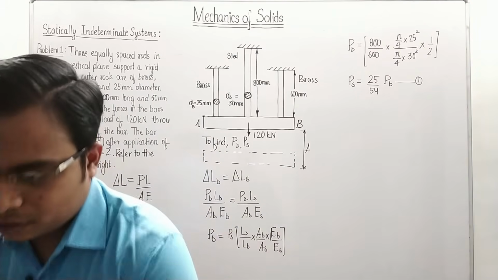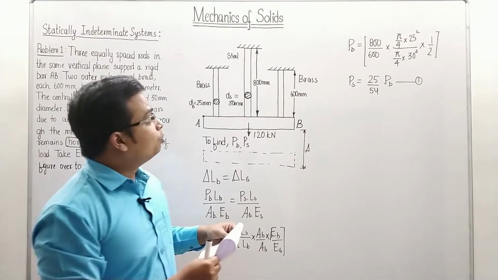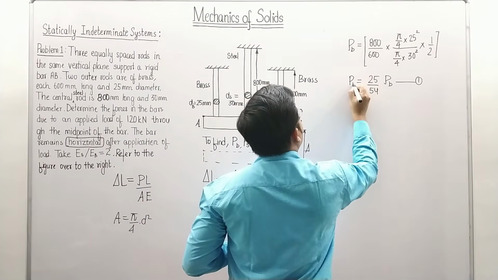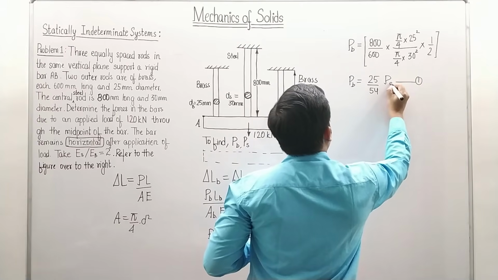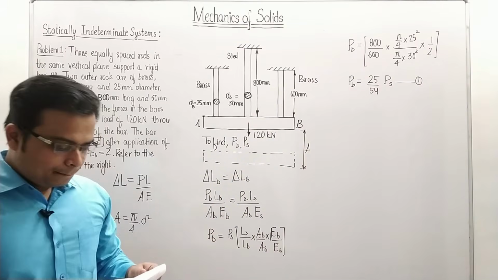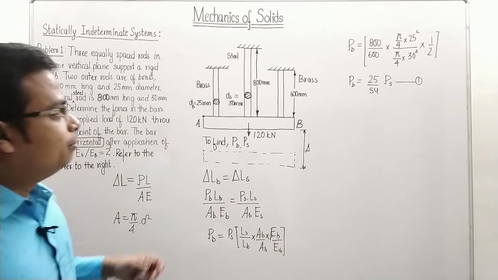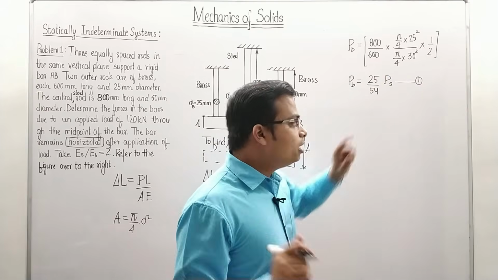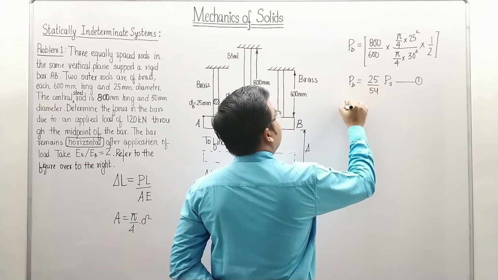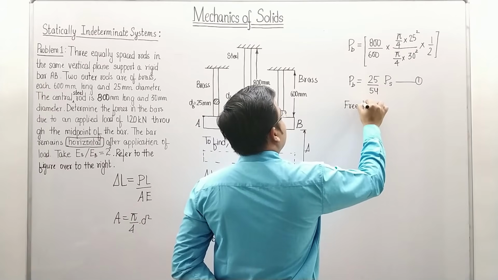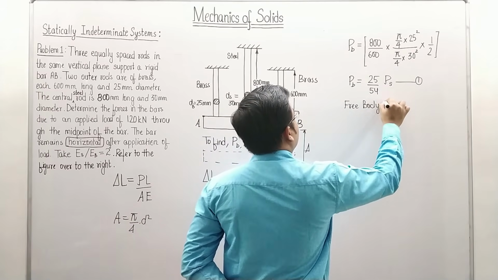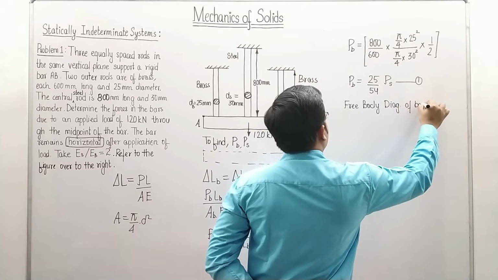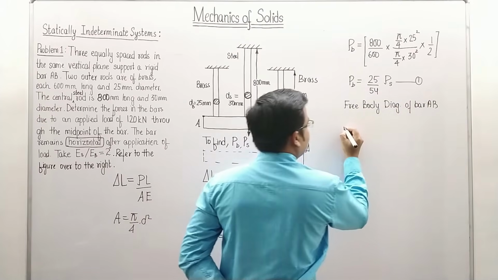Let me just go ahead and check this. PB is equal to 25 over 54 times PS, right? Now how to frame another equation, because we have two unknowns, so we need two equations. The second equation can be obtained using the free body diagram. Let me just show you the free body diagram of bar AB.